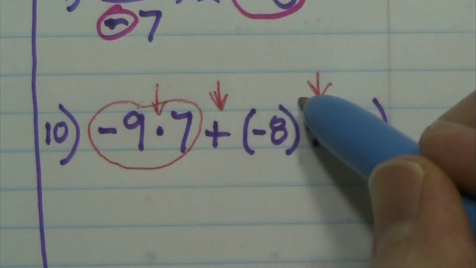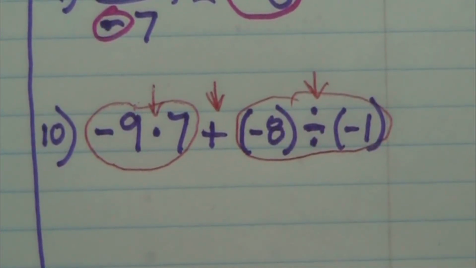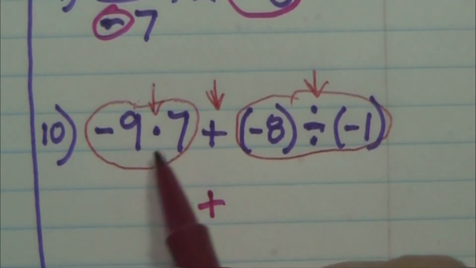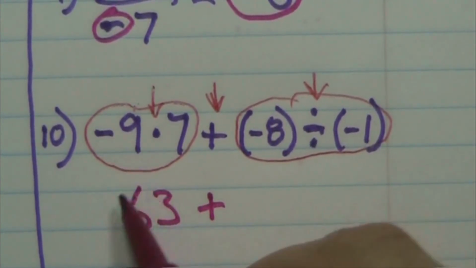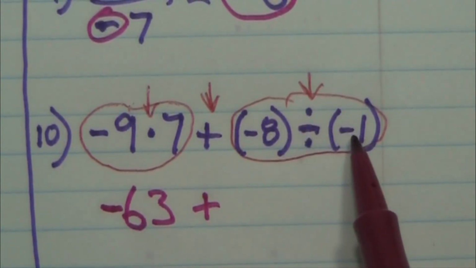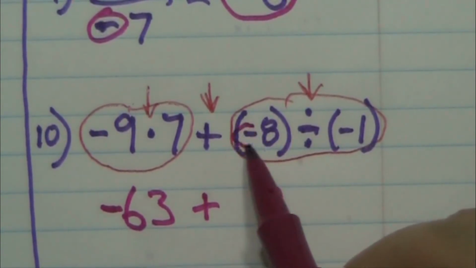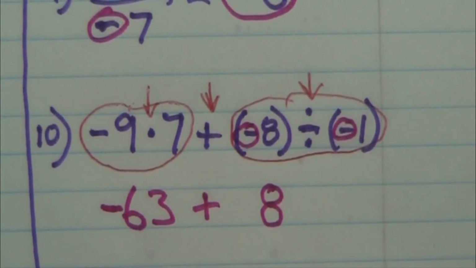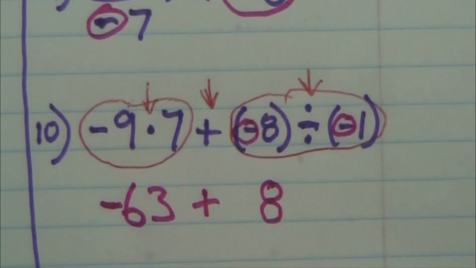The next one I'll do is the division. So I'm going to add those two together, whatever I get. This is the last operation I'll do. I can do this one now. 9 times 7 is 63, and there's one negative, so it's negative. Over here, 8 divided by 1. 1 goes into 8, 8 times. Now there's two negative signs. Two negative signs cancel, so it's just positive 8. So now I have 63 negatives and 8 positives.